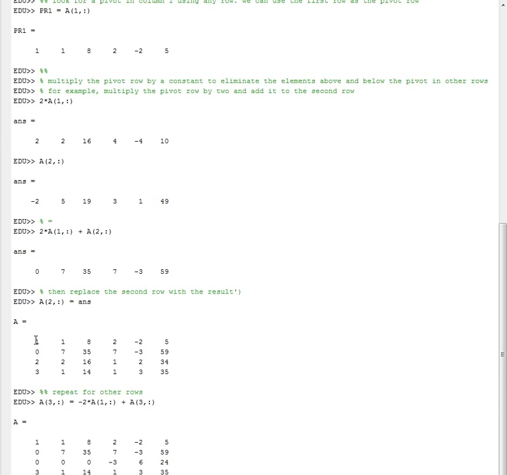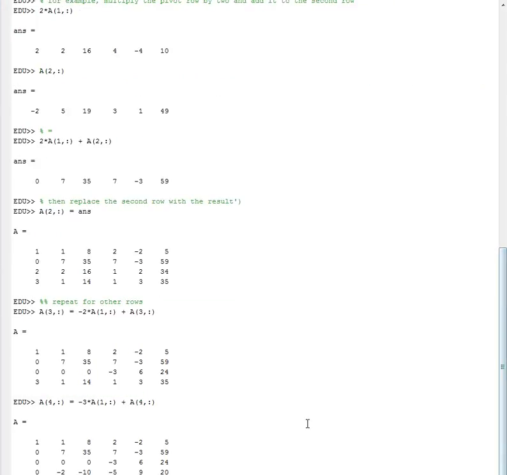Alright, so in order to match the first row with the third row, we could scale the first row by -2 and then add them together, replacing the third row. And doing that gives us a 0 in the first entry, and these other values change accordingly. For the fourth row, we scale by a factor of -3, and adding gives us this result. So we're done with the first column.